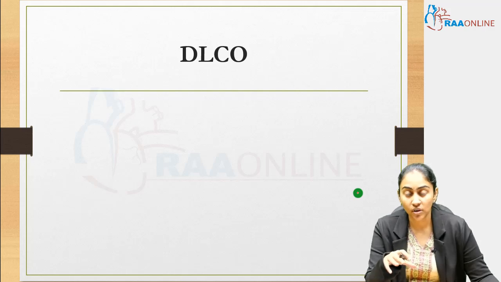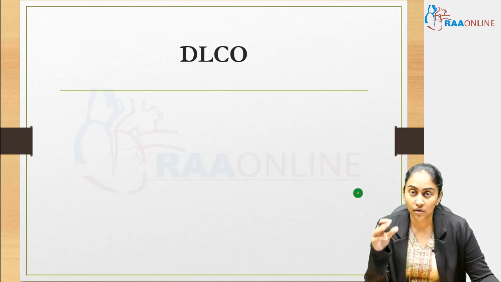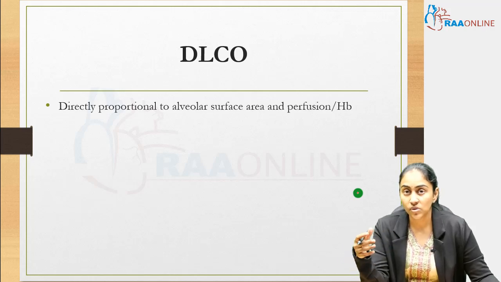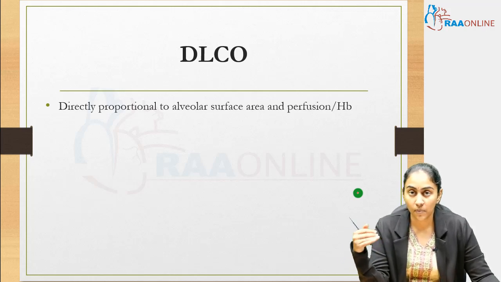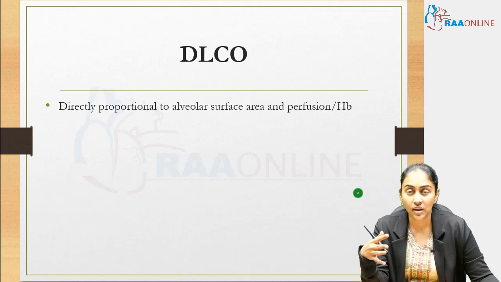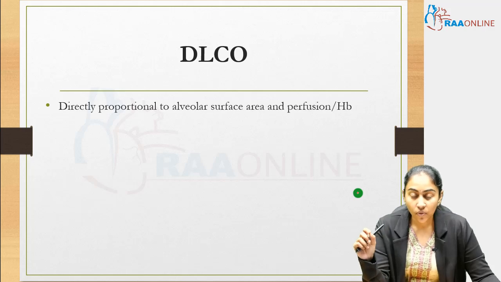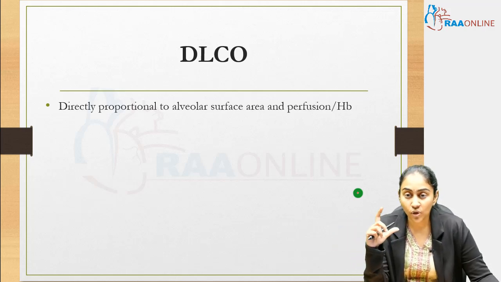This is again an important, often asked concept as far as the MRCP exams are concerned. What is DLCO? DLCO is the diffusion limited carbon monoxide. We are basically trying to use a gas which is entirely limited by diffusion, because it has a very high affinity to hemoglobin. The one thing that is going to affect the transfer of this gas is going to be diffusion. So therefore, the DLCO is going to be directly proportional to the alveolar surface area.